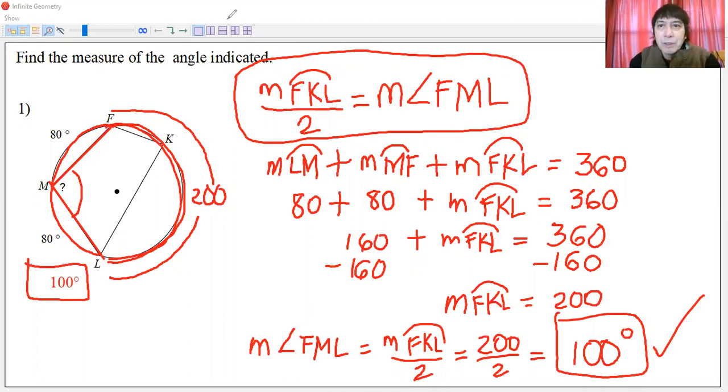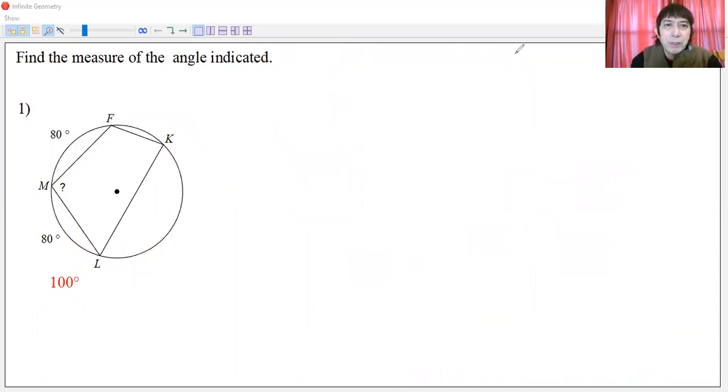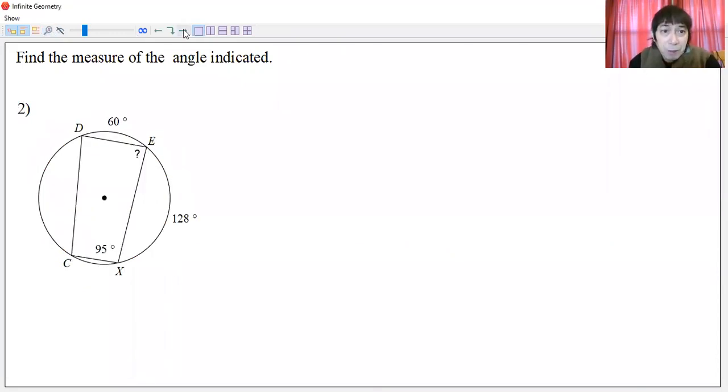Next, we shall do the next problem, number 2. Let me clear the screen. Proceed to number 2. Here's number 2. Find the measure of the angle indicated. All right, we're looking for this angle here. There.